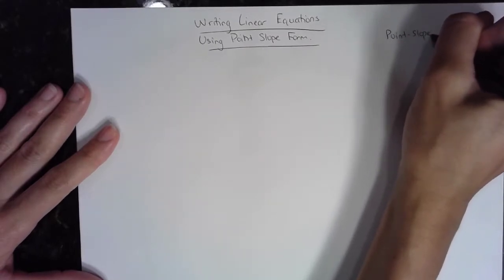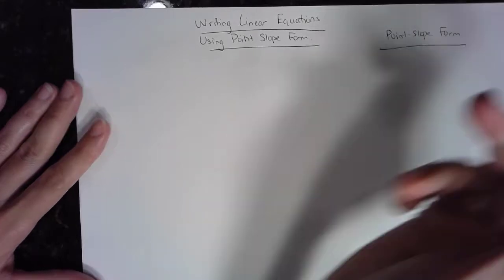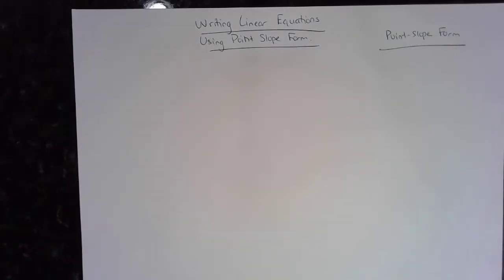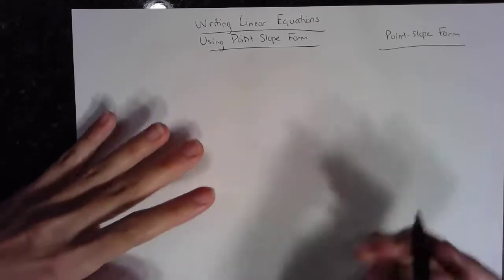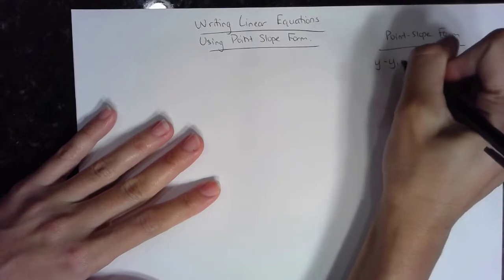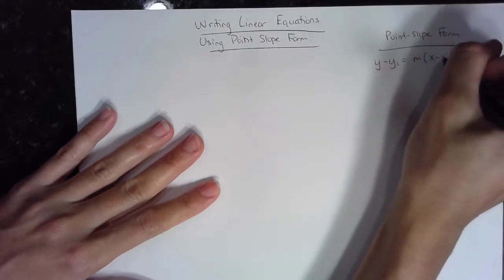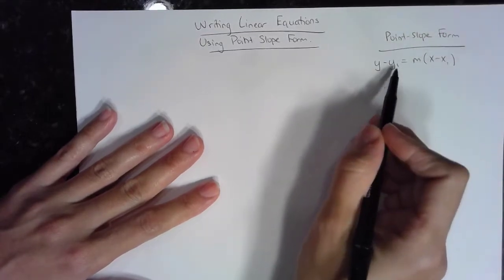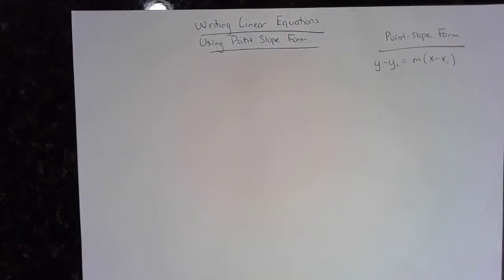The point-slope form, which is exactly what it sounds like. It is an equation that utilizes a point, any point, no specific point, and then of course needs the slope. So y minus y1 is m times x minus x1. So x1 and y1 are the x and y coordinates of a point, and m is the slope.